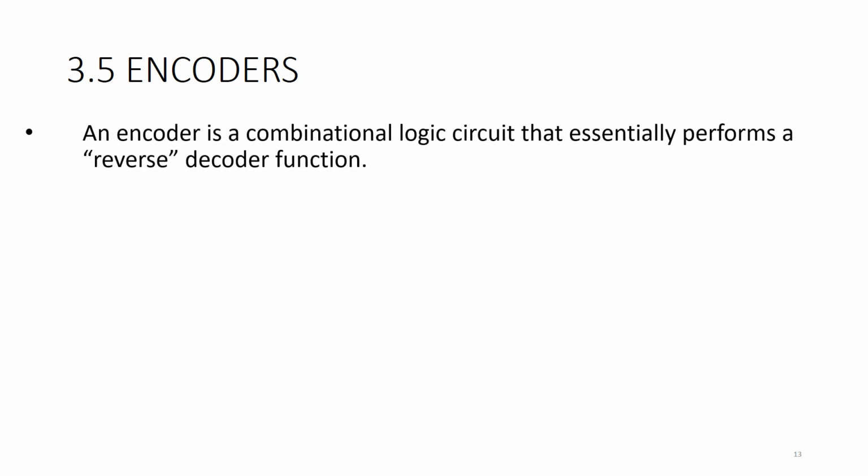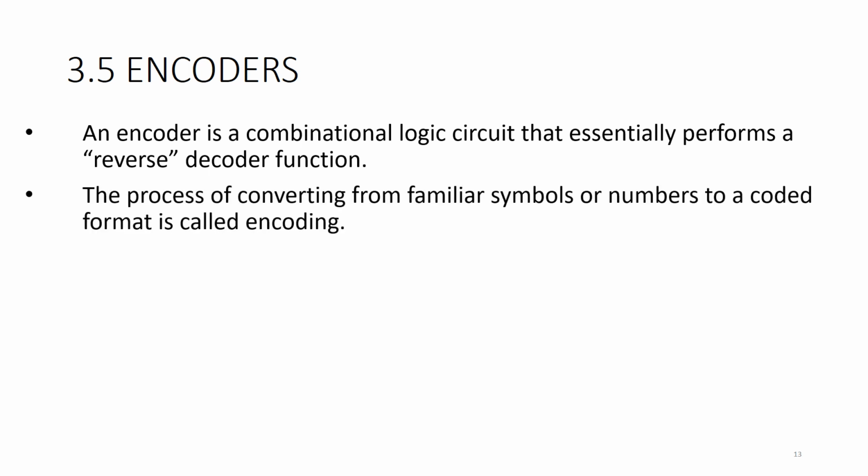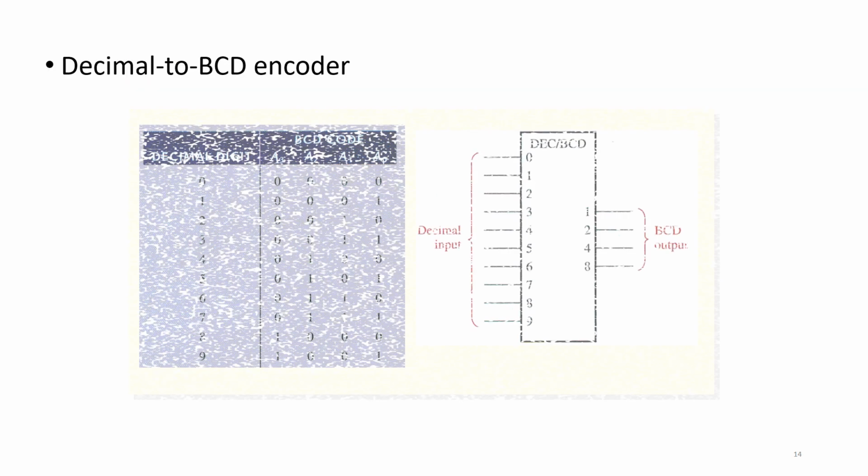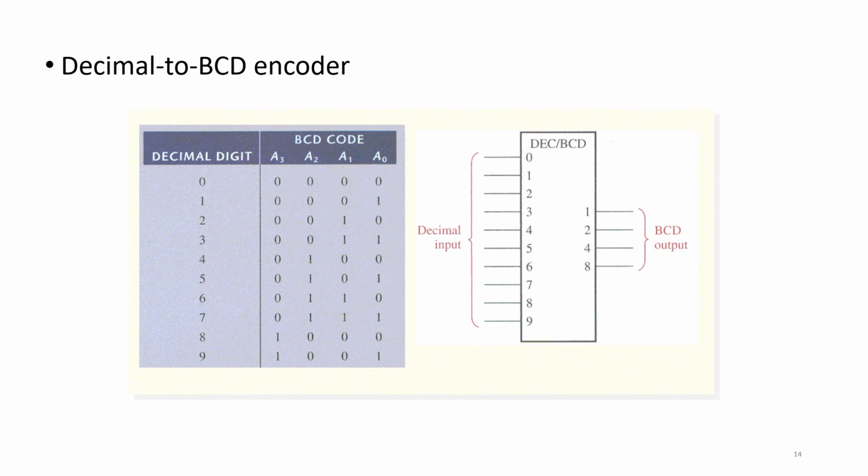Encoders. An encoder is a combinational logic circuit that essentially performs a reverse decoder function. The process of converting from familiar symbols or numbers to a coded format is called encoding. For example, this decimal to BCD encoder, we have decimal inputs of 0 until 9, and these decimal digits are coded into BCD, and the output is 4 bits or 4 digital outputs, A3, A2, A1, and A0.